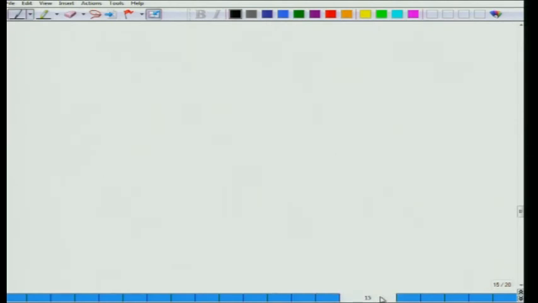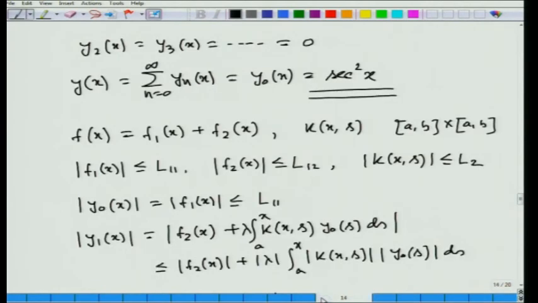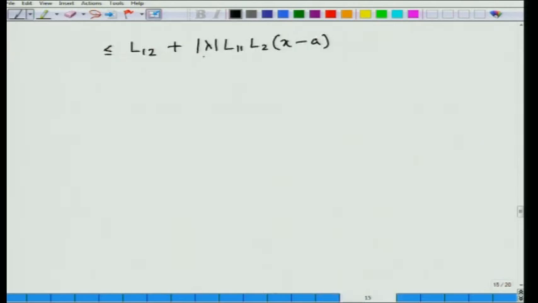and this will be less than or equal to L12 plus modulus of lambda L11 L2 times (x minus a). Just have a look at this expression. Here modulus of k(x,s) is less than or equal to L2, and modulus of y0(s) will be less than or equal to L11. So, ultimately it will result in modulus lambda L11 into L2 multiplied by (x minus a).